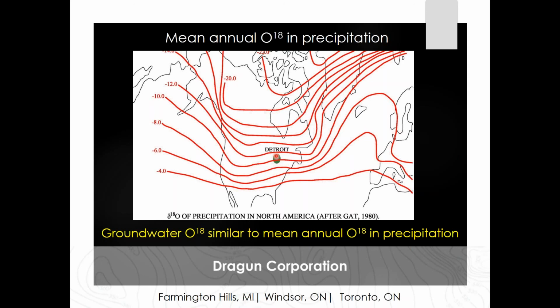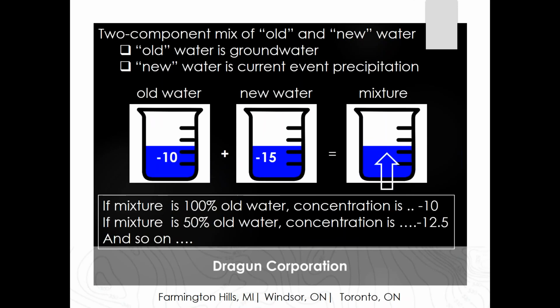Groundwater will take on a similar value, not exactly the same, because some of the precipitation runs off, some of it evaporates, but generally you can use this map to estimate what the groundwater will be like in every spot. So now that we have the groundwater, or the old water, what does the precipitation look like?